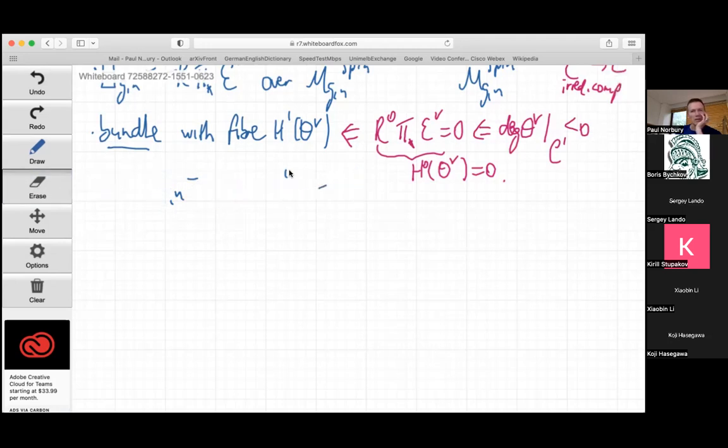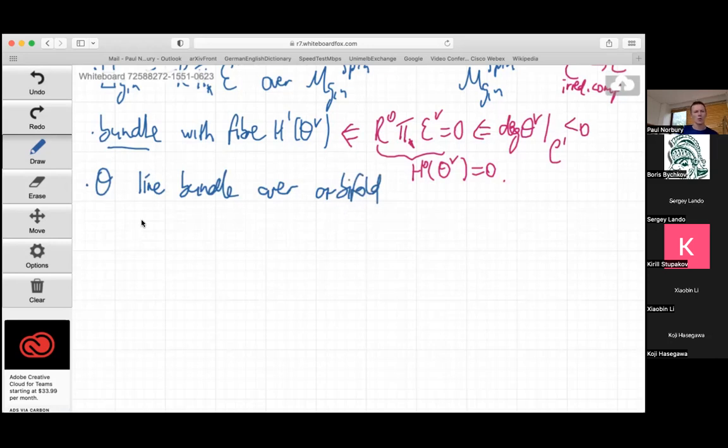Okay, I need to introduce this notion of sigma. So since theta is a line bundle over an orbifold, what does that mean to be a line bundle? This is the square root of the log canonical. What does this mean to be a line bundle over an orbifold?